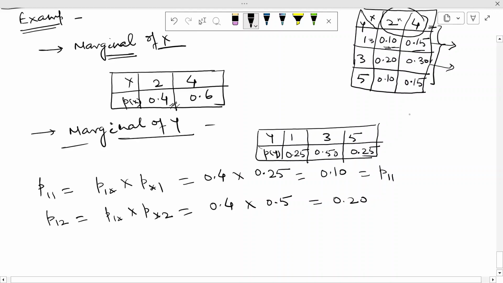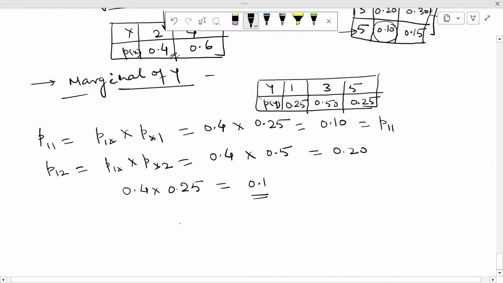And similarly, for this particular entry, you are having the value of y as 5 and the value of x is 2. So for x equals 2, here the probability is 0.4. So when you multiply 0.4 with the probability for y equals 5, which is 0.25, this is coming out 0.1. Okay. So this is same as their joint probability.